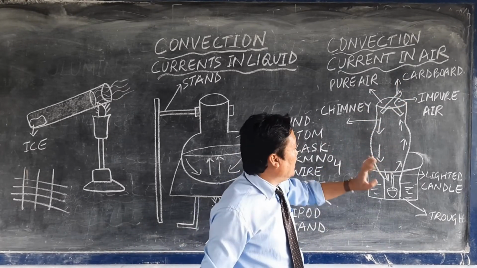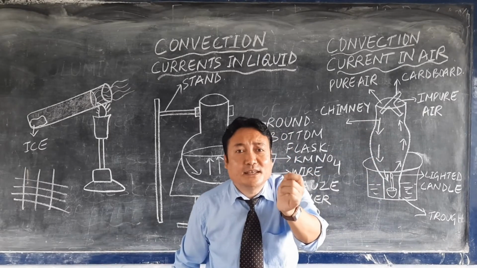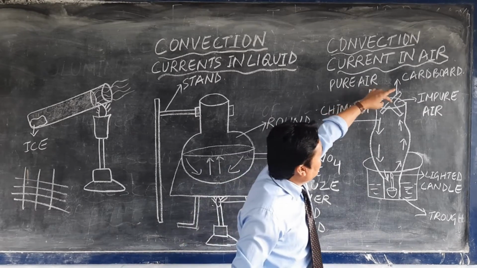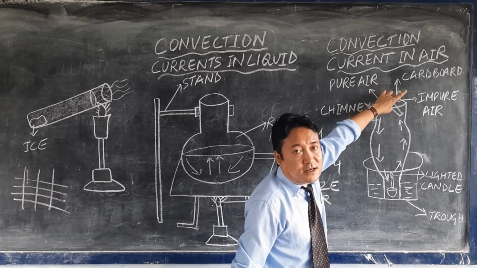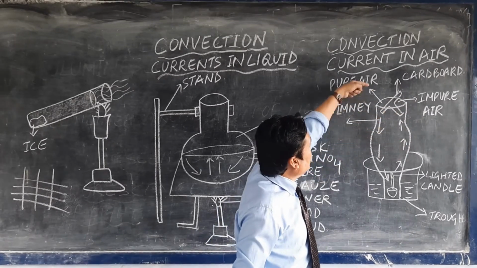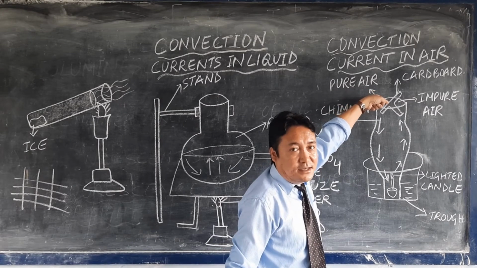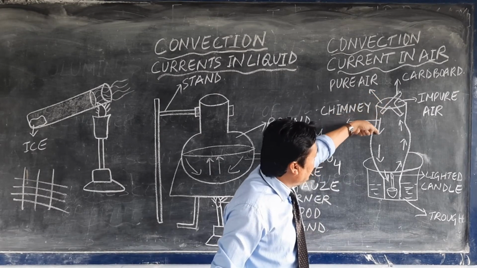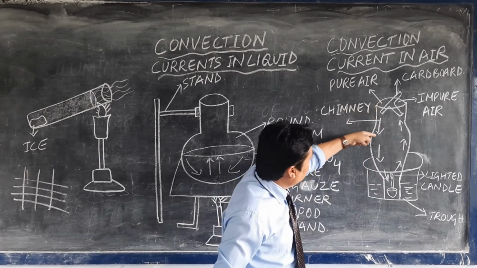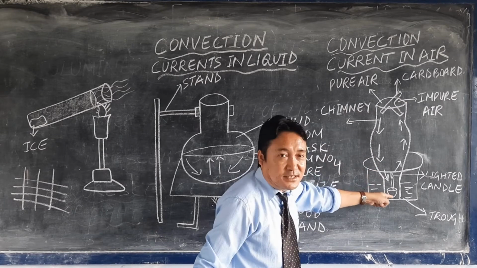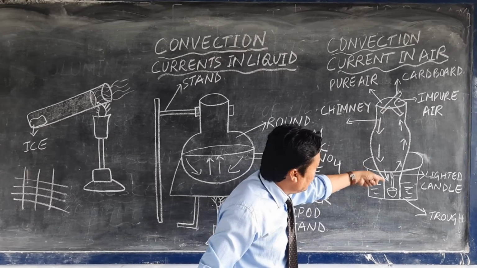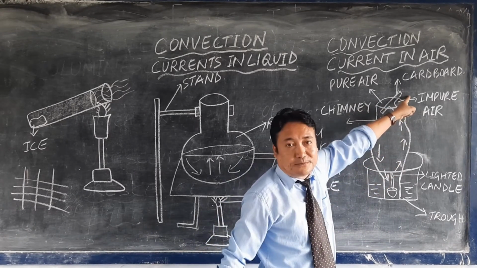Now with the burning candle, you bring an incense stick. On this side you keep a T-shaped cardboard, and you keep an incense stick on one side here. What will happen? The smoke will move inside. This arrow sign shows that the smoke coming from the incense stick is moving inside, and on the other side it moves out.